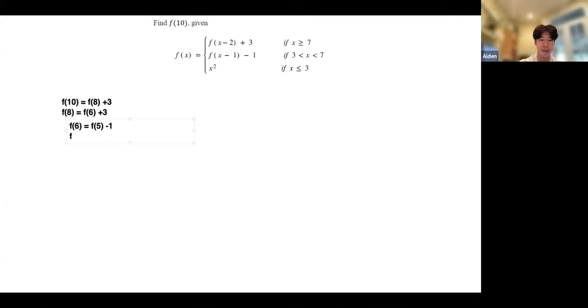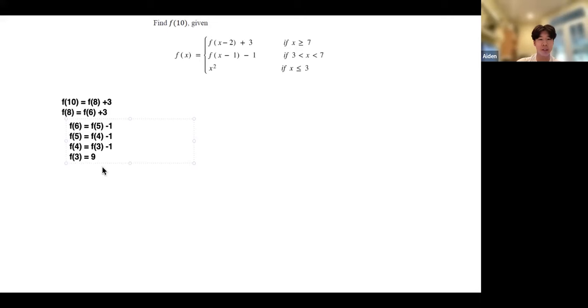And f of 5 still counts as the middle equation, so f of 5 is equal to f of 5 minus 1, which is f of 4. And f of 4, once again, is still the middle equation. So you can continue that and get f of 3 minus 1. And finally, f of 3 qualifies for the bottom equation since it is equal to 3. So we get f of 3 is equal to 3 squared, which is 9.